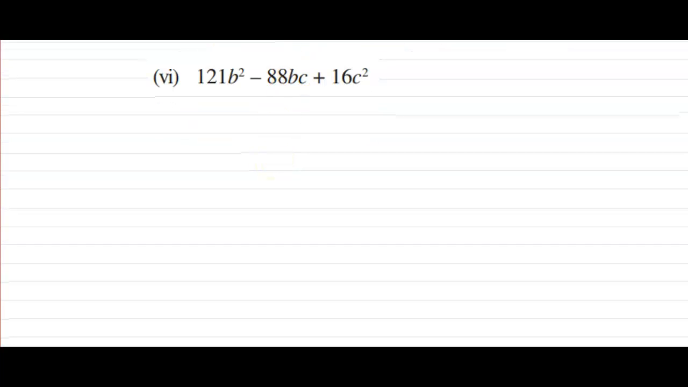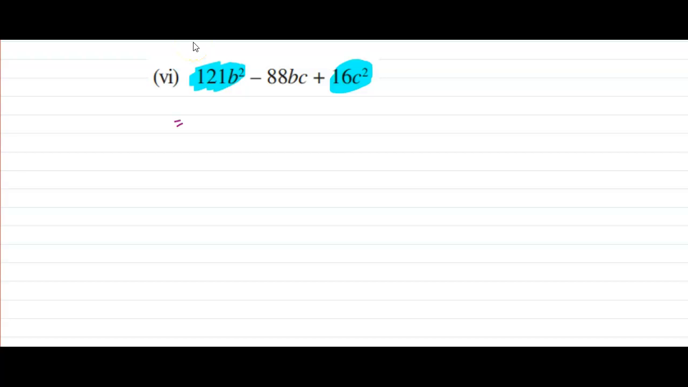Now you should remember 121 is a perfect square. It's the square of 11, and 16c square is also a perfect square. So what do we get? We get (11b) whole square and (4c) whole square.